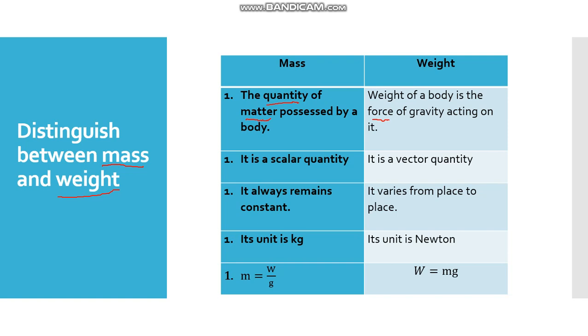Number 3: mass always remains constant, while weight varies from place to place. Here you can see the mass of a body doesn't change. For example, if you move to some other planet, for example the moon, or if you see those astronauts who go to space, they never shrink. It means the mass always remains constant.